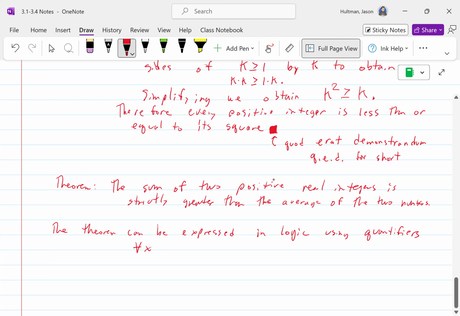For every x and for every y, x greater than 0 and y greater than 0 implies that if we add x plus y, it is strictly greater than the average of the two numbers, x plus y over 2.